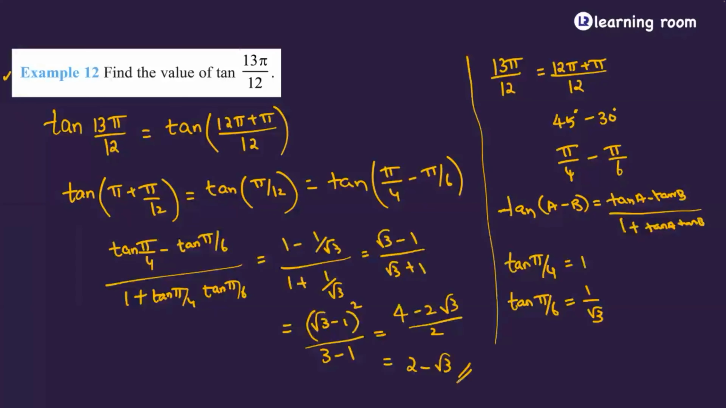To put it simply, tan 13 pi by 12 is exactly the same as tan 15 degrees, and the value of tan 15 degrees is 2 minus root 3. Is the point clear? Make a note of it.